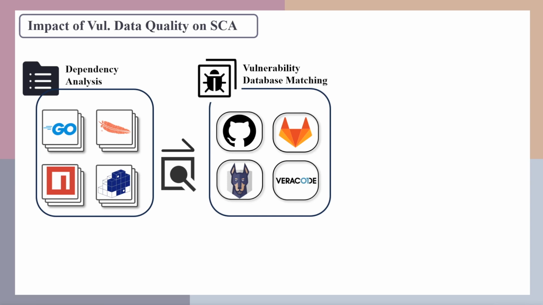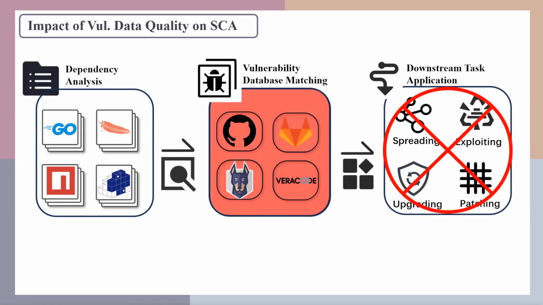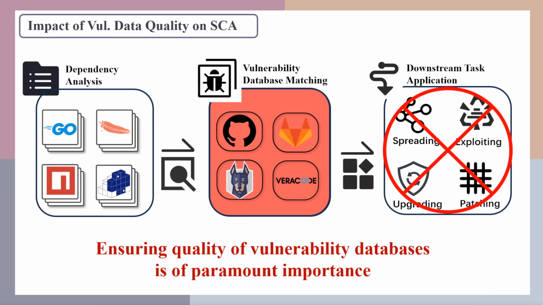However, if the vulnerability-affected library versions are inaccurate or incomplete, downstream tasks such as vulnerability propagation and exploitation may be impacted, causing false positives or false negatives. Essentially, the quality of the vulnerability database directly affects the effectiveness of SCA. Therefore, ensuring quality of vulnerability databases is of paramount importance.